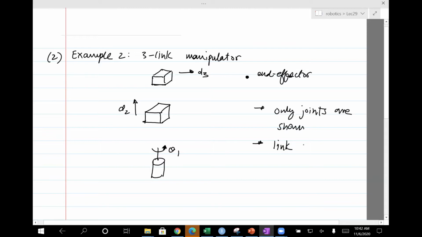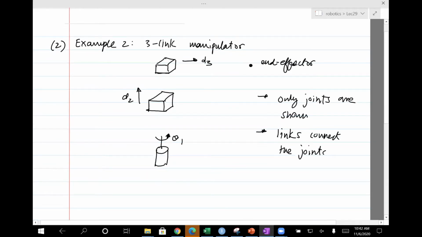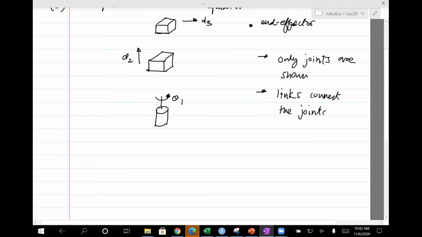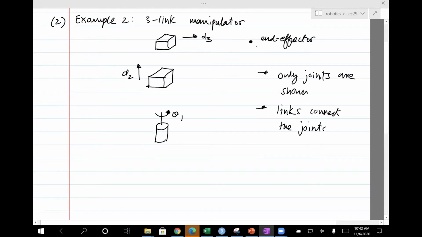Links connect the joints. So if you notice the DH convention, we don't really care about the links, we only care about the joints. And that's why it's much easier to just draw the joints versus the links. So for a problem like this, where you're given the end effector, and I forgot to draw the distance, this distance is actually L1.